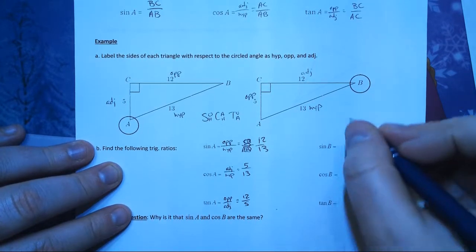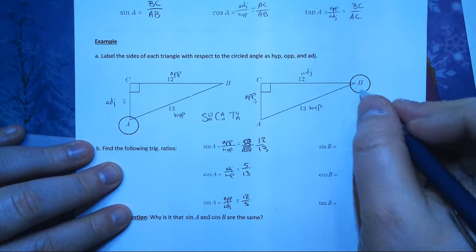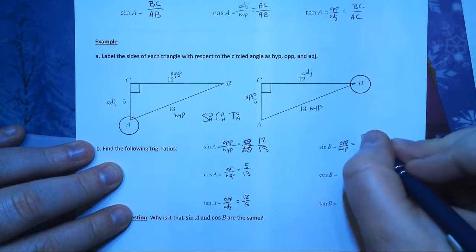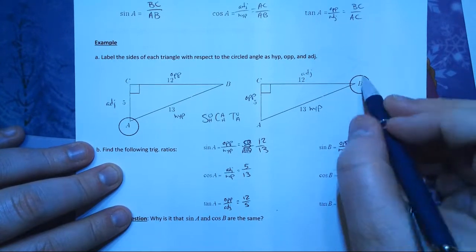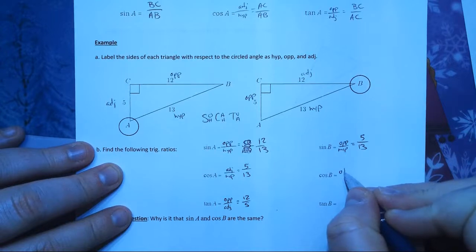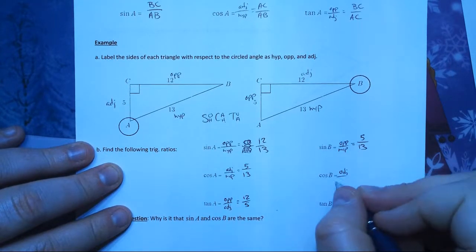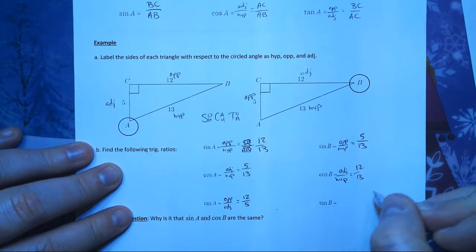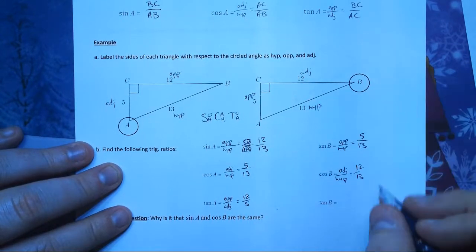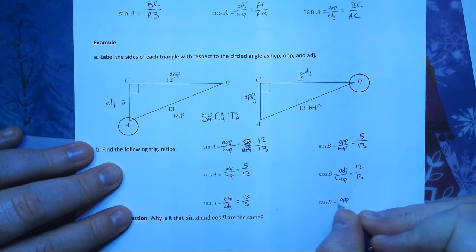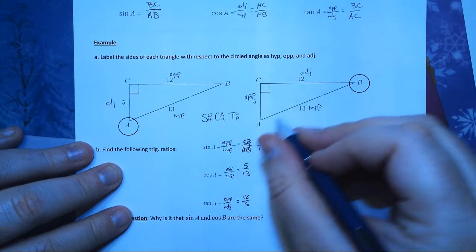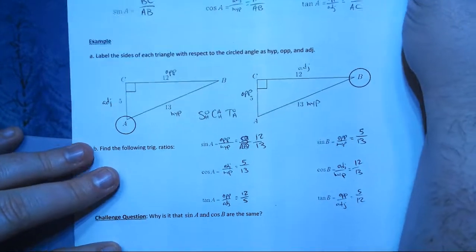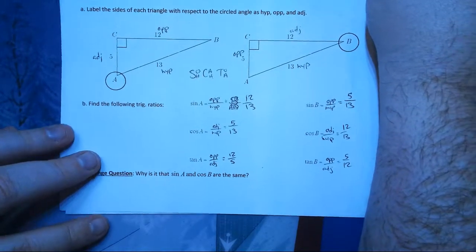So the sine of angle B, once again, is opposite over hypotenuse. So that's 5 over 13. The cosine of B is adjacent over hypotenuse, and so that's 12 over 13. And then the tangent is the opposite over the adjacent. We just fill it in. It's 5 over 12.